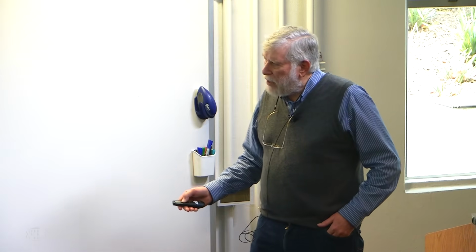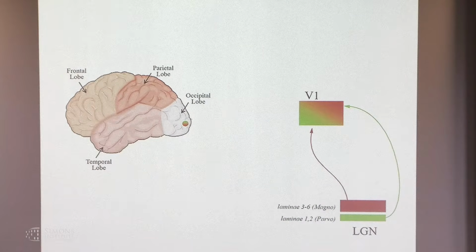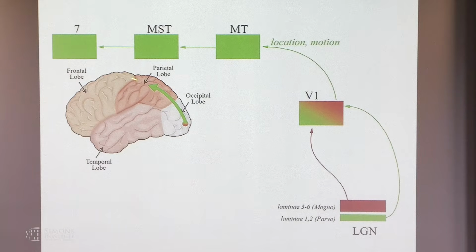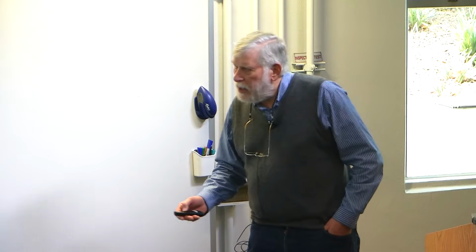The two magno and parvo pathways converge into V1 onto separate layers. So even though they're both found in V1, the magno and parvo pathways are kept separate in separate layers, and they're processed independently. And there's a dorsal stream of cortical areas that is thought to be mostly involved in motion and location, and a ventral stream that goes out in the temporal lobe of cortical areas. It's mostly involved in fine detail and shape discrimination.